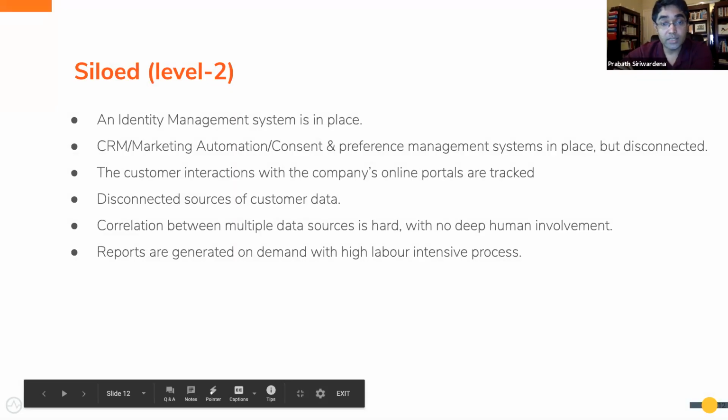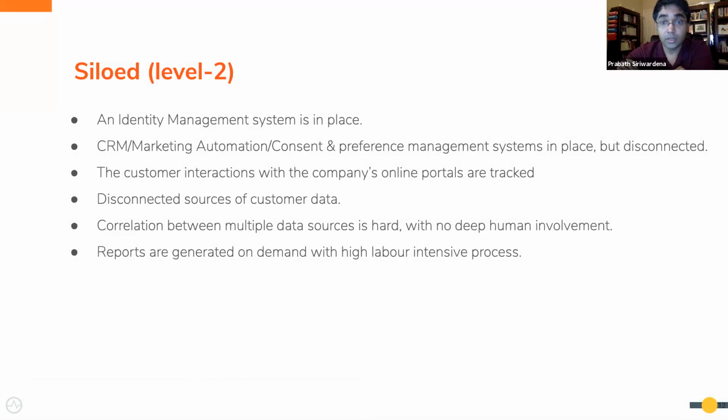Level 2 is one step forward from the managed identity phase. Here you have an identity management system in place, and you also worry about having a CRM system, a marketing platform, an e-commerce platform, a CMS, a data management platform, and many more to know about your customers better.